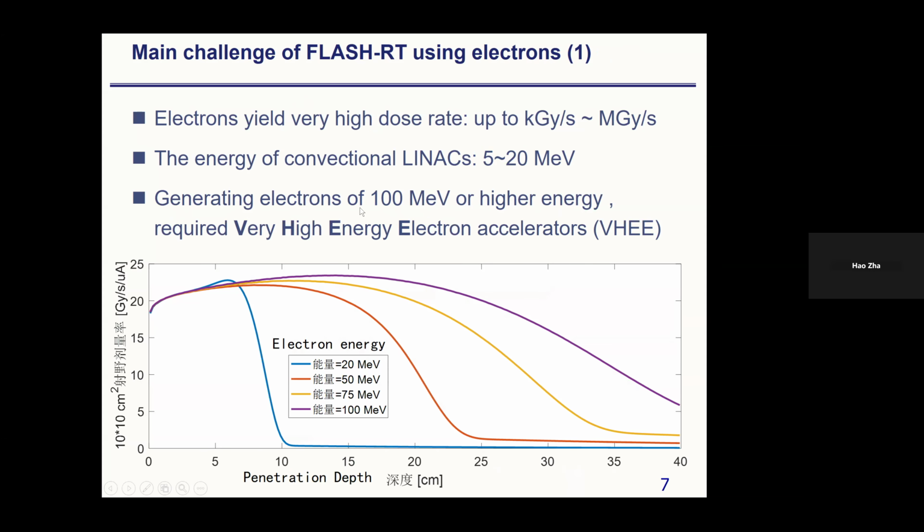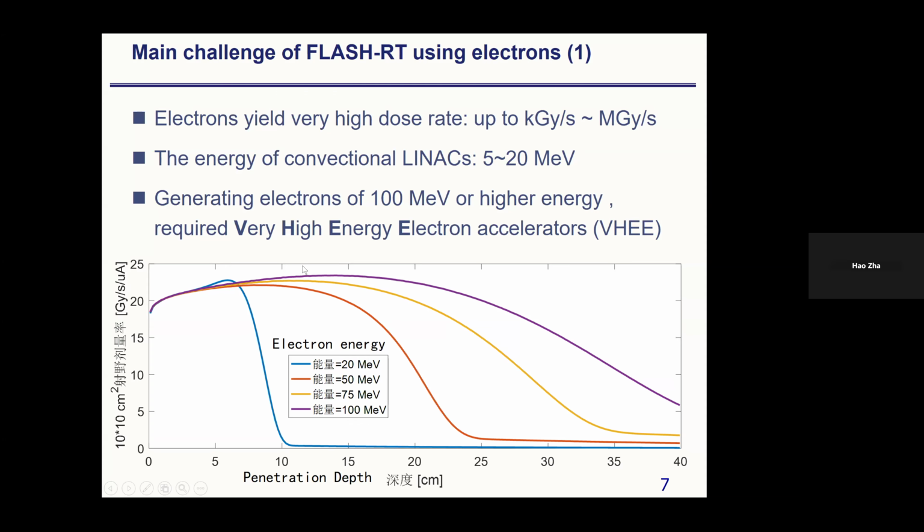So let's talk about the electrons from the linear accelerators. Electrons can generally go to extremely high dose rate, up to kilogray per second, or even million gray per second, which is certainly enough for FLASH radiotherapy. However, the conventional linacs often operate at 5 to 20 MeV, which limits the penetration depth.